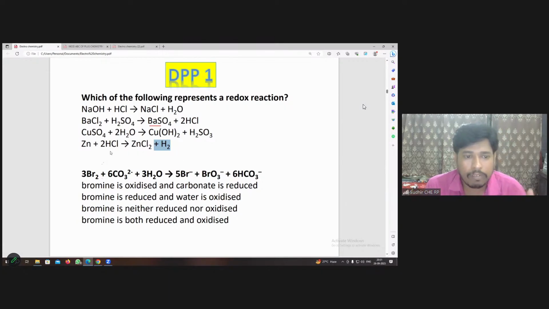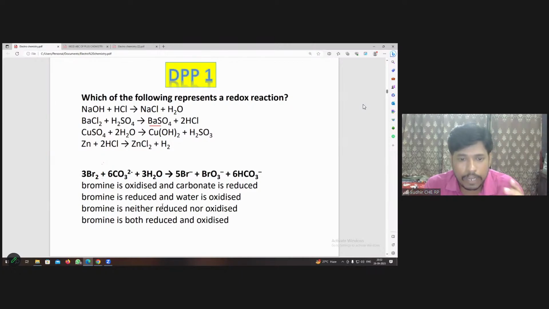Here, before the reaction, hydrogen is present in +1 oxidation number, but after the reaction, hydrogen is converted into 0 oxidation state, elemental form. So +1 to 0, there is a decrease in the oxidation number. So I can confirm in this reaction, hydrogen is undergoing the reduction process. So zinc is undergoing oxidation and hydrogen is undergoing reduction. That's why I can confirm this reaction as a redox reaction.